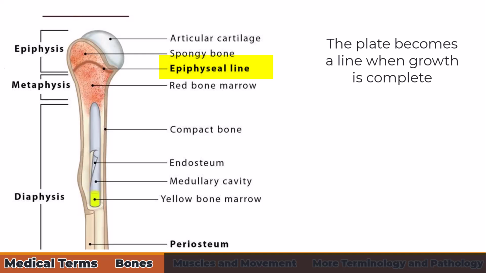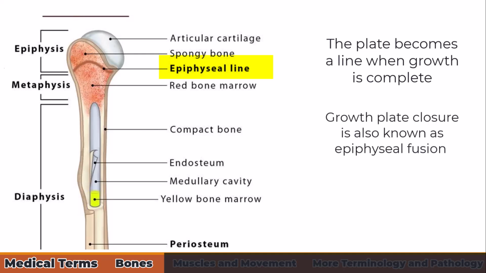Essentially, the growth plate becomes an epiphyseal line when growth is complete. Growth plate closure, also known as epiphyseal fusion, occurs around the end of puberty, with girls around ages 13 to 15 and boys around 15 to 17. Whew, I hope that made sense.